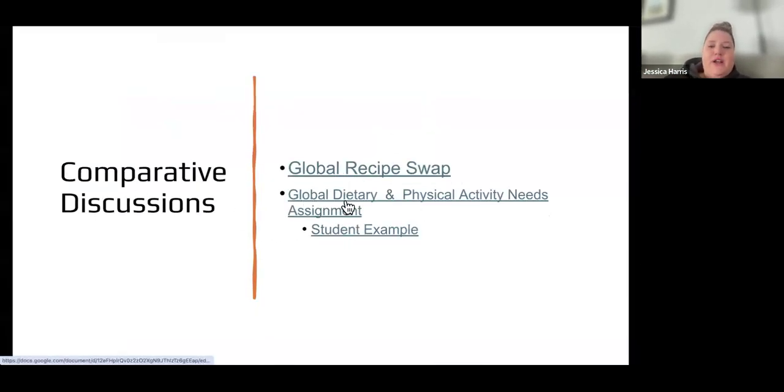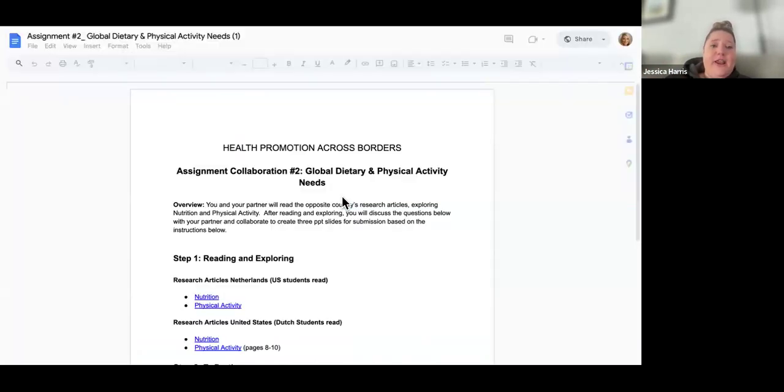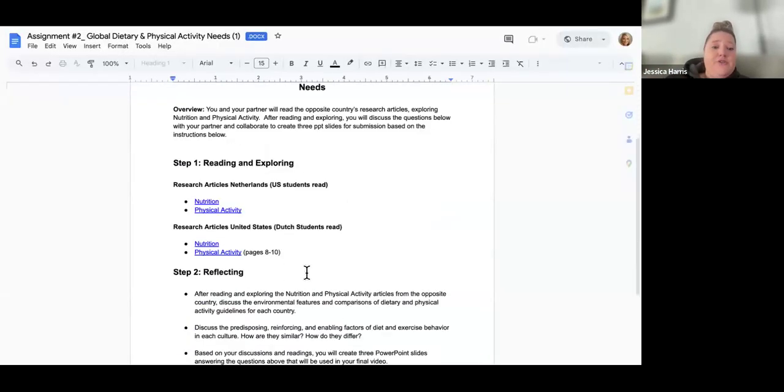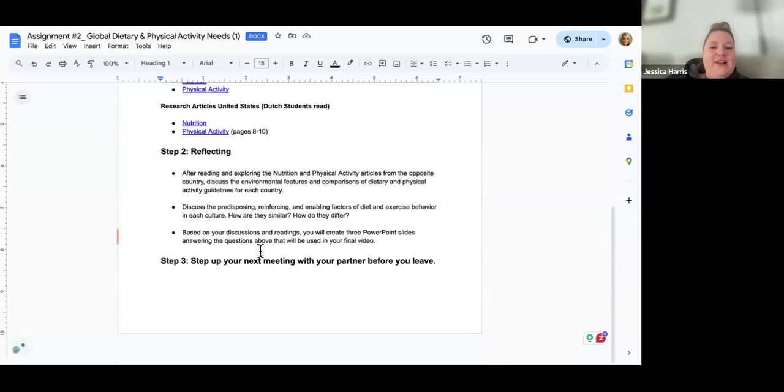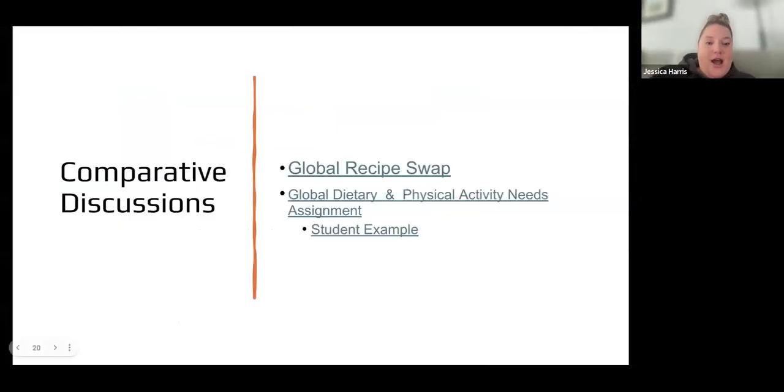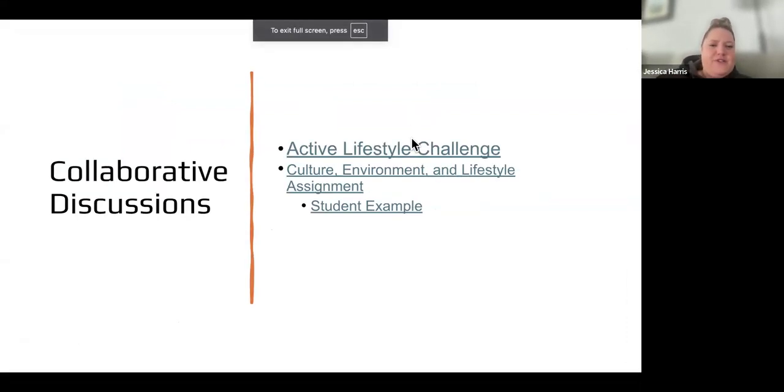In the past, we also have done a global dietary and physical activity needs assessment, where they're comparing different research articles. So the U.S. students would read articles from the Netherlands, and the Dutch students would read them from the U.S. They would do some reflecting, exploring similarities and differences, and predisposing and reinforcing factors, those types of things regarding the different countries. So those are some ways we've done the comparative discussions.